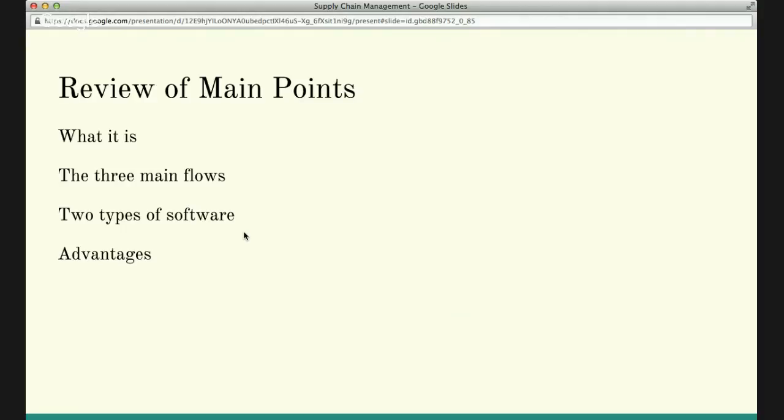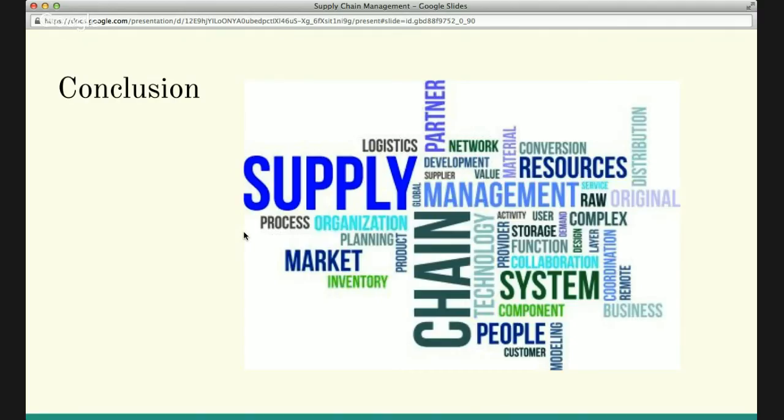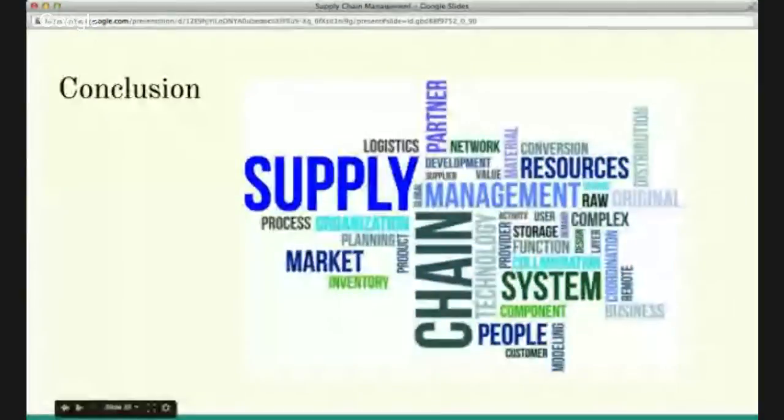So the review of the main points. I told you what it was, the three main flows, the two types of software, and the advantages. And in conclusion, I would like to say that supply chain management is very resourceful. It makes businesses better and it keeps the customers happy.